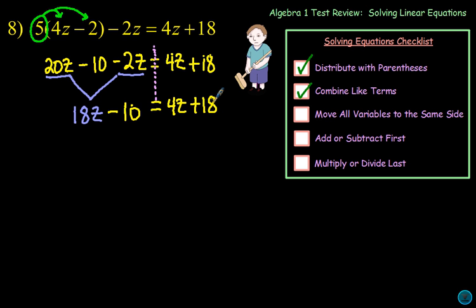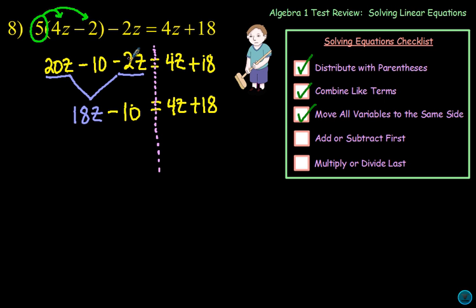All right, looking next on the checklist, I'm going to move all the variables to the same side. I left my wall a little short here, so I can continue that down a little further. I see that 18z is on the left and 4z is on the right. So these two are not on the same side, and I cannot just combine them. I can't do what I did to 20z and negative 2z. They were on the same side, but 18z and 4z are not.